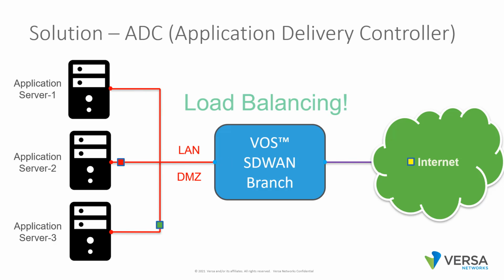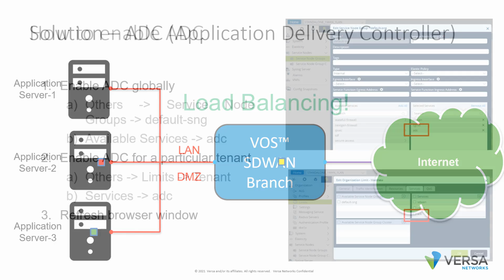And the interesting thing here is that external customers will not know that they're load balanced across multiple servers. They will all think that they're connecting to the same single IP address which belongs to the VOS device, which is the gateway router for your internal network. So let's review in a little more detail how we configure all this.